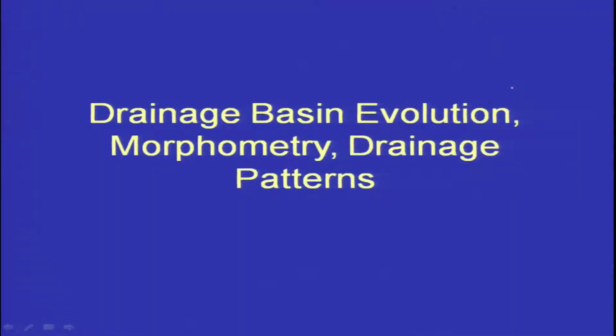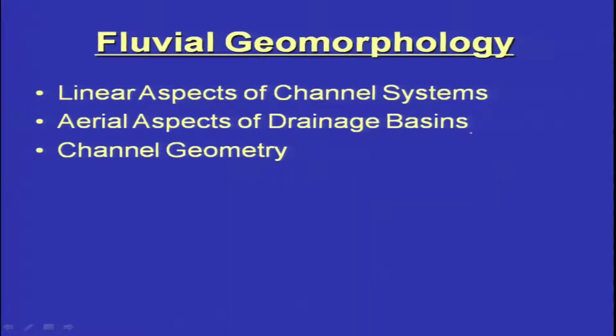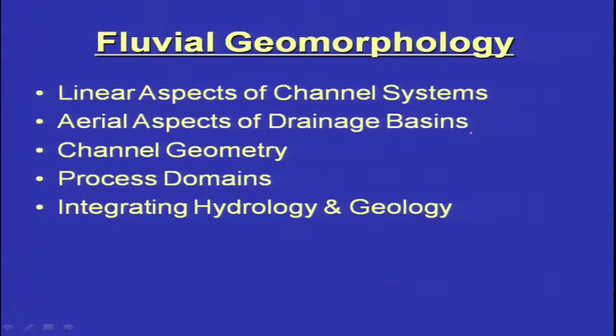which you will be doing based on the satellite photo interpretations. Now, drainage basin evolution and morphometry, drainage patterns, we will see few examples here which will help us in inferring our observations. So, in fluvial geomorphology, we have linear aspects of the channel system, then aerial aspect of the channel system or the drainage basin, channel geometry, and then process domain. But we are not going to talk about all here, only few which are important for us we will discuss.